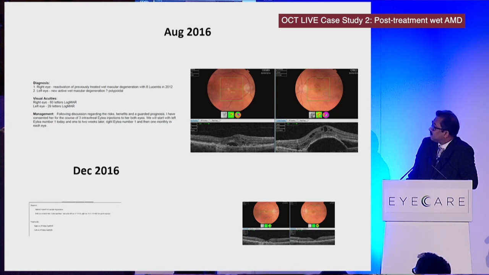But last year in August, again she presented with distorted vision in both eyes. You can see in the right eye, reappearance of some fluid here, and in the left eye a big pigment epithelial detachment with subretinal fluid and some intraretinal fluid. At that time we had started using Eylea for our patients, so she was listed for 3 Eylea injections at monthly interval in both eyes.